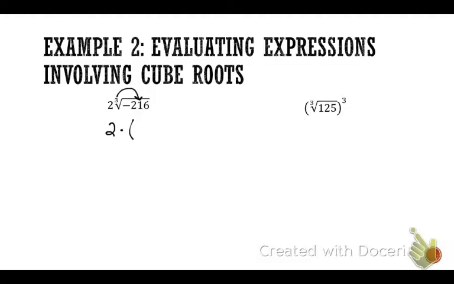And again, this is something that hopefully you can memorize and do it quickly, and it'll save you work in the long run. The cube root of 216 is 6. Because it's negative, it would be negative 6. And then we just do the multiplication. 2 times negative 6 is negative 12.